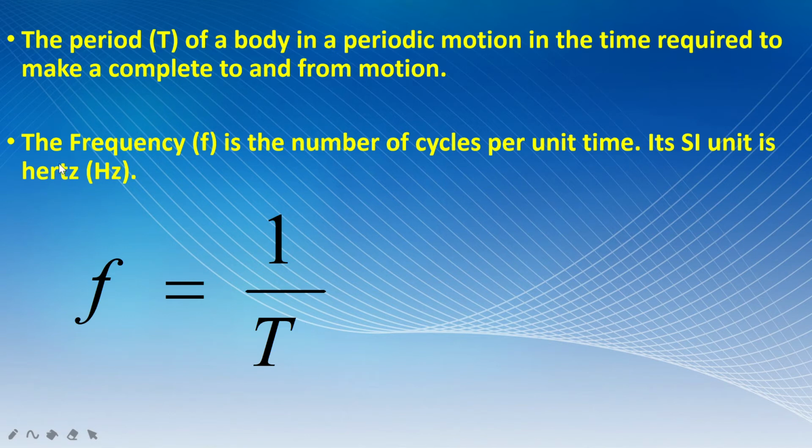Now, how about frequency? The frequency is the number of cycles per unit time. Its SI unit is hertz. One hertz is equal to one cycle per second. So frequency is the reciprocal of period.